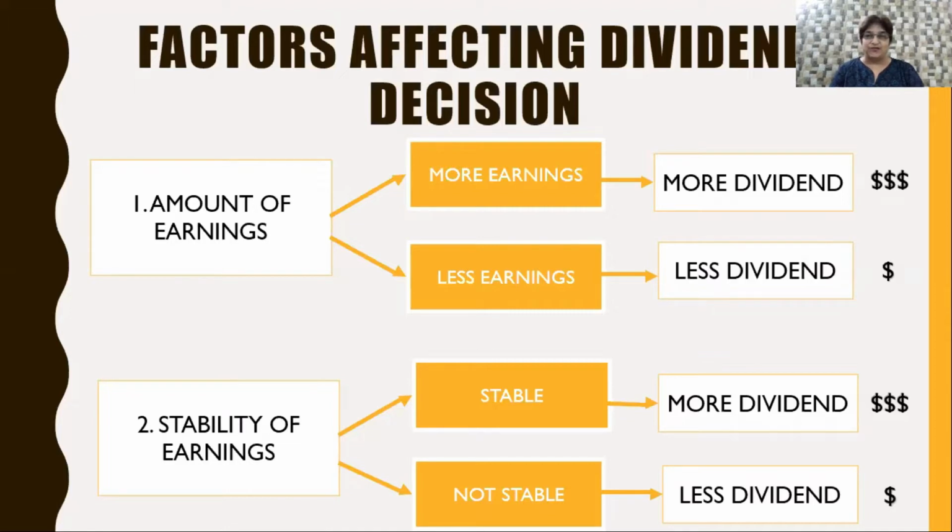Second point is stability of earnings. If the earnings are stable, means over a period of time he is having almost the same amount of earnings, then he will be in a position to declare more dividend. But if the earnings are not stable, sometimes it's more, sometimes it's less, then a prudent finance manager will not declare much dividend, because the year when you have more earnings, you can declare dividend. But what happens when the earnings are less? So if the earnings are less or not stable, then the finance manager will declare less dividend.